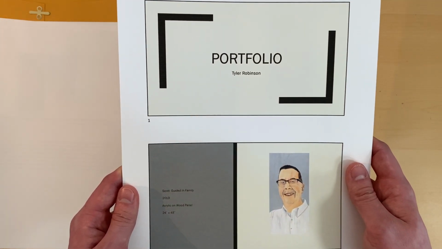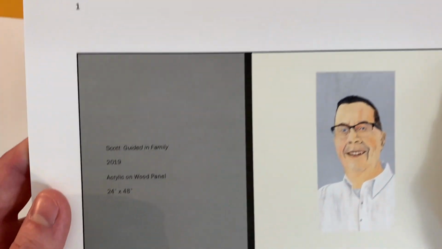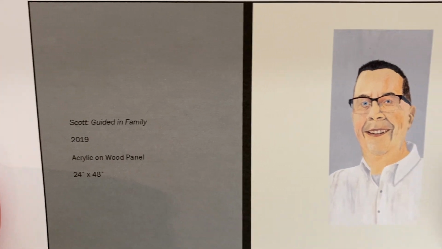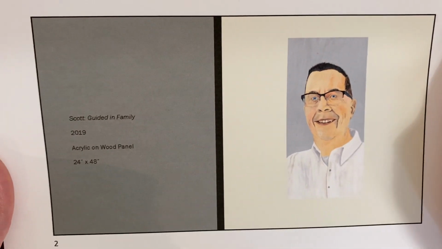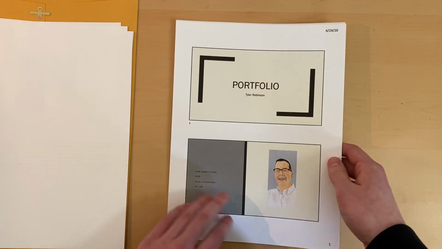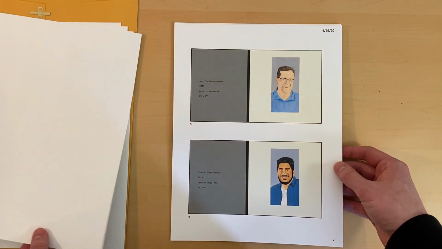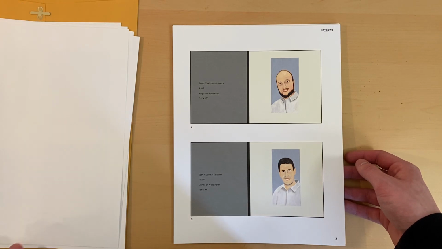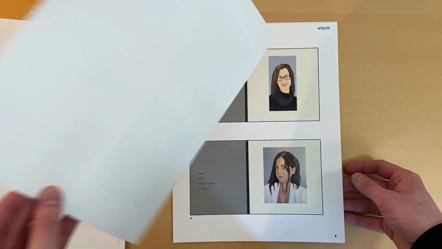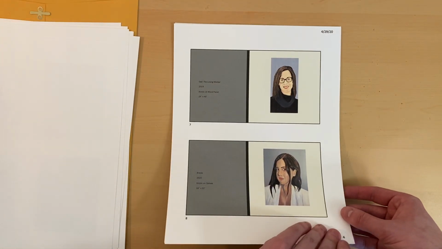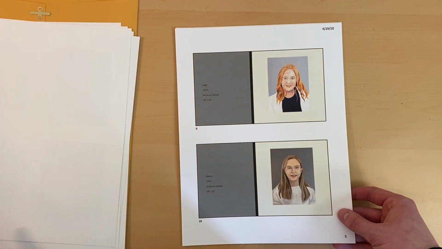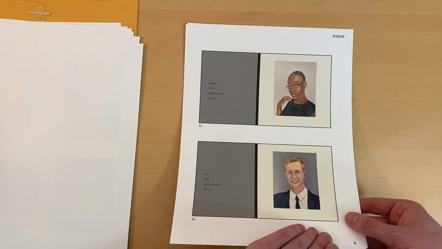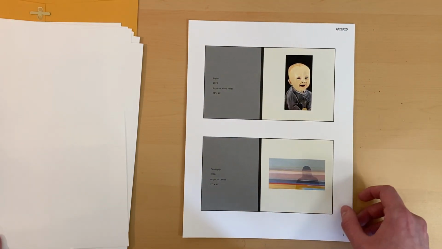Everything is broken up with the title of the piece and then all of its information and then an image of the piece. If I go through them, everything is broken up, two images per page, and then you get into some of the pieces that I opted not to include, such as this one here.